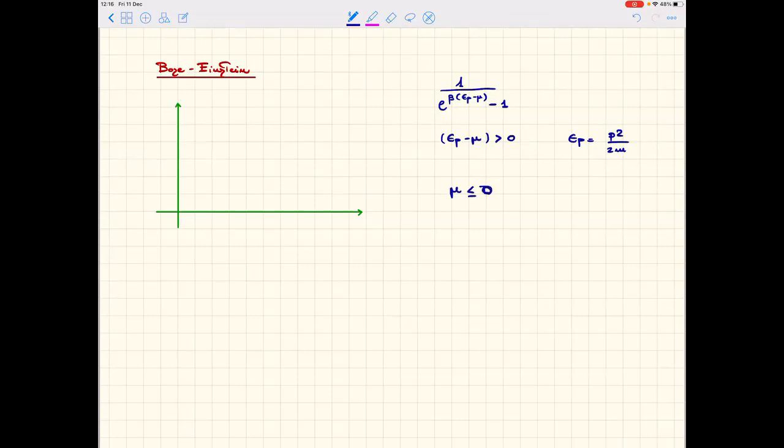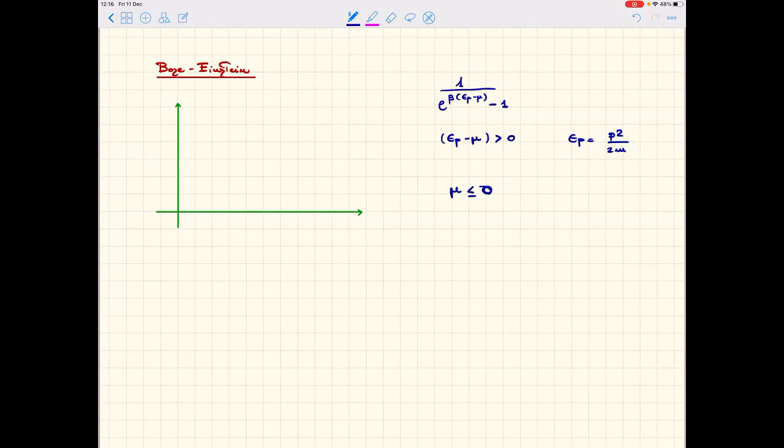It cannot be otherwise. Because if it were positive, then for a certain range of energies you would get a negative occupation, which doesn't make any sense. So the chemical potential of bosons, unlike for fermions, has to be negative, or it has to be below the band edge in general. Okay?